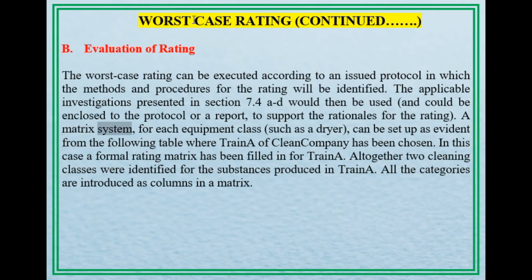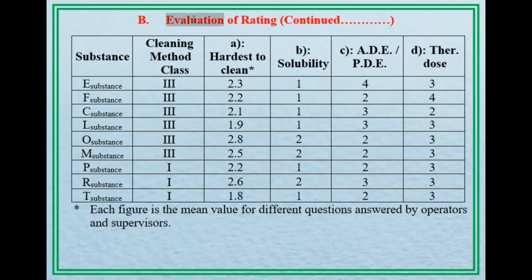A matrix system, for each equipment class, such as a dryer, can be set up as evident from the following table, where train of the company has been chosen. In this case, a formal rating matrix has been filled in for the train. Altogether, 2 cleaning classes were identified for the substances produced in the train. All the categories are introduced as columns in a matrix. B. Evaluation of rating, continued.